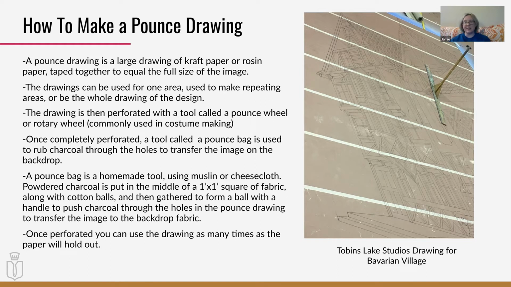And I apologize, I did a complete explanation of a pounce bag here because I did not have a picture for you. And it's just a homemade tool using muslin or cheesecloth. Powdered charcoal is put in the middle of a 1 foot by 1 foot square of fabric, along with cotton balls, and then it's gathered to form a ball with a handle to push charcoal through the holes in the drawing to transfer the image to the backdrop fabric. And then once perforated, you can use the drawing as many times as the paper will hold out.